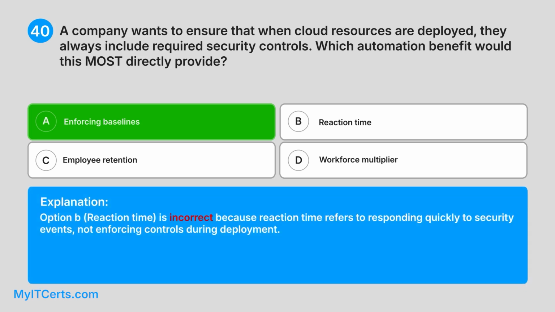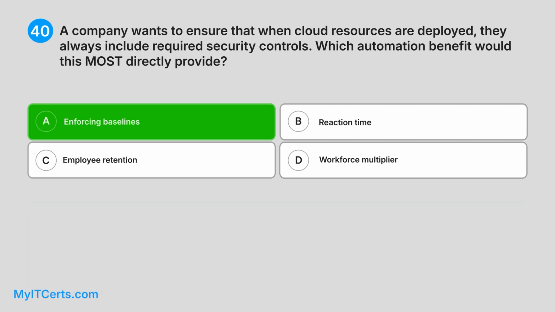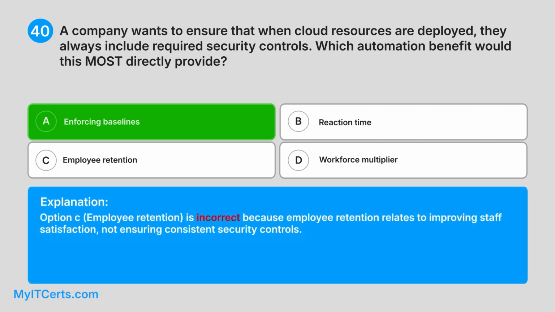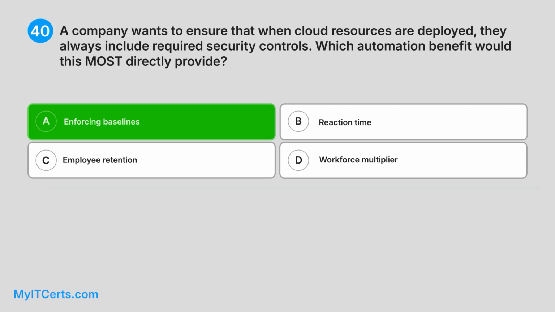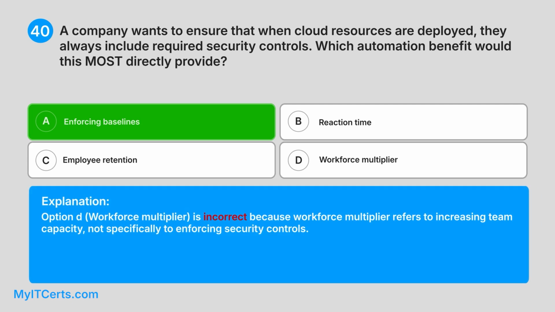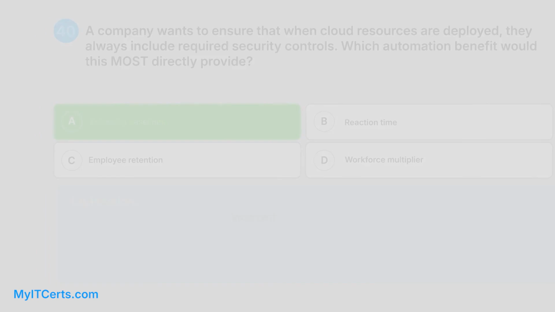Option B, reaction time, is incorrect because reaction time refers to responding quickly to security events, not enforcing controls during deployment. Option C, employee retention, is incorrect because employee retention relates to improving staff satisfaction, not ensuring consistent security controls. Option D, workforce multiplier, is incorrect because workforce multiplier refers to increasing team capacity, not specifically to enforcing security controls.